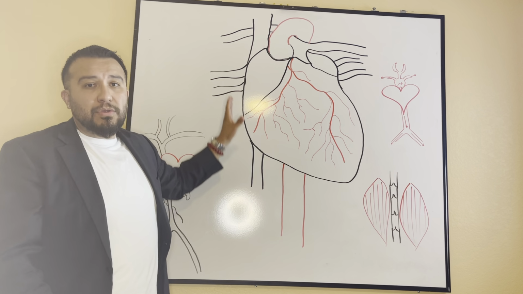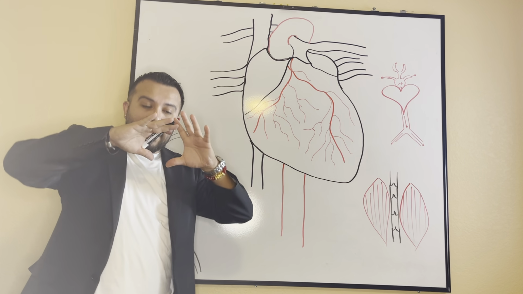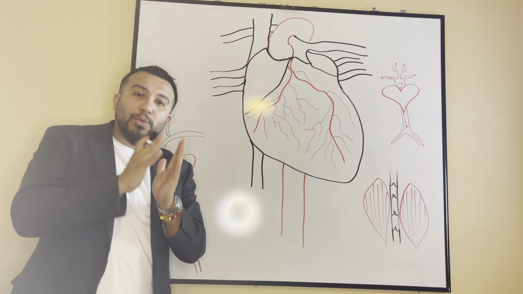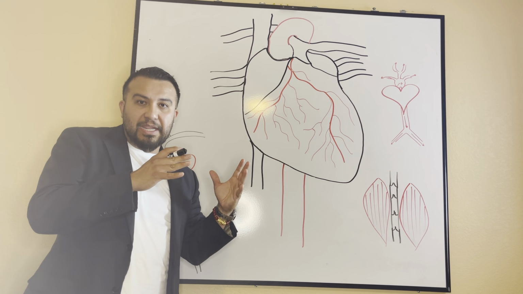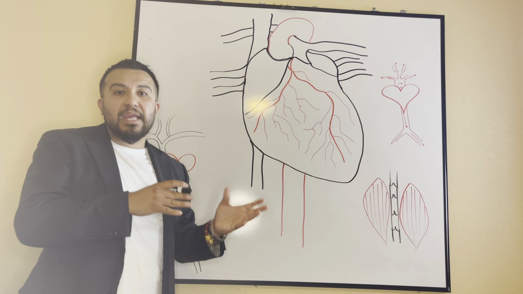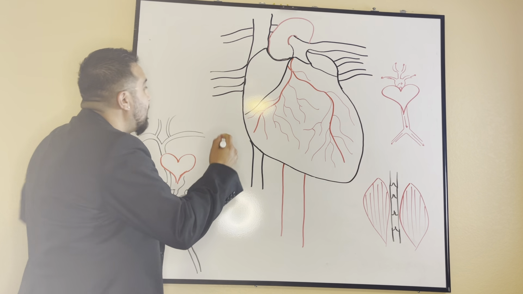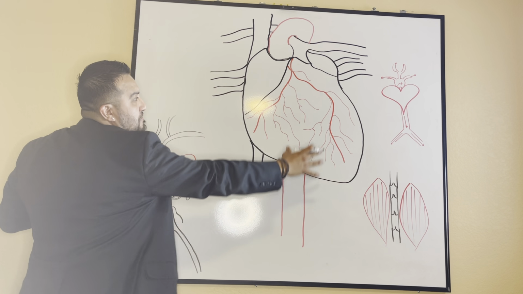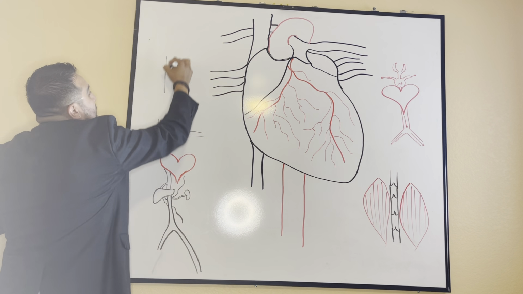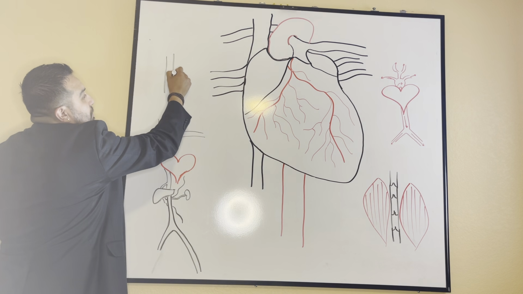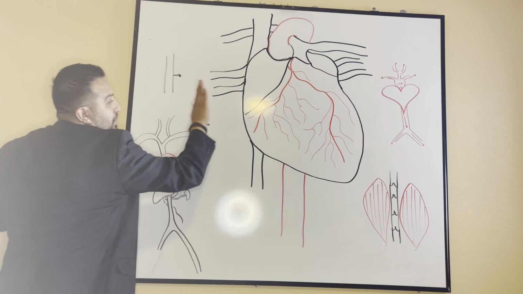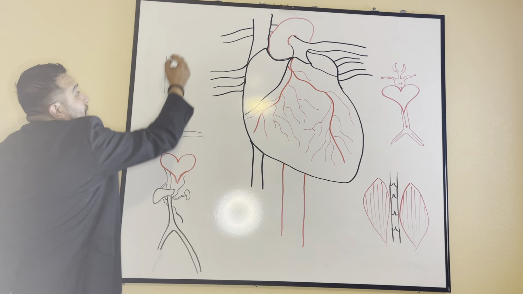We have the pericardial sac. It's a serous membrane that surrounds the heart, and it's got two layers to it. One of them is known as the parietal pericardial sac, and the other one's known as the visceral. And in between those two layers, you have serous fluid. So if you can imagine a sac that envelops the entire heart, and there's two layers to it. The layer that's actually touching the heart, the one that's closest to it, it's known as the visceral layer.